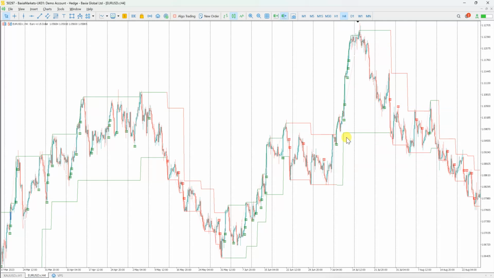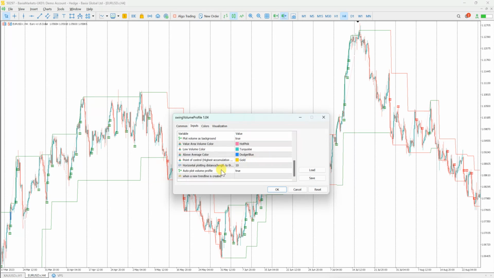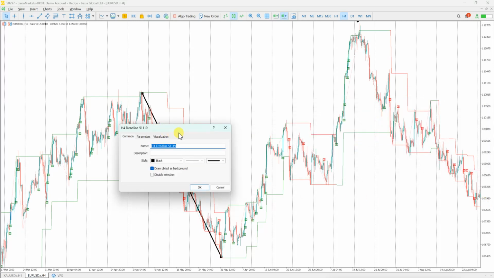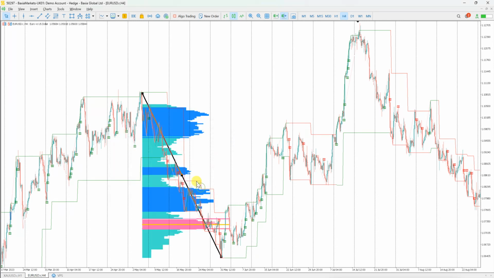If you would like to manually plot the volume profile, you can disable that. And if you would like to draw it manually, you just have to rename it to VF. It has to contain VF, all right? Meaning volume flexible. And then you put any identity after VF, and then voila, you have your volume profile.